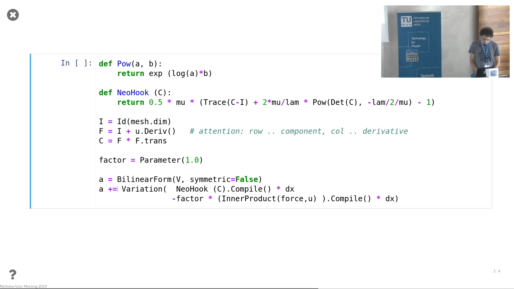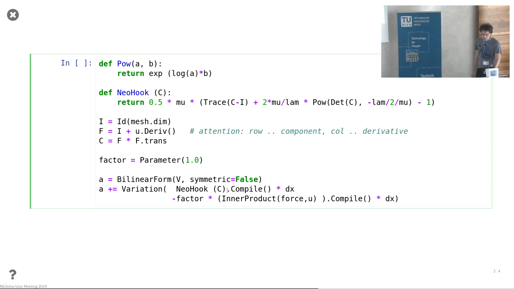So we now define the energy as a variation, and we put in that complicated expression that you see here, which involves different terms. So what do we have here? We have the identity matrix. Okay, this is easy to understand. We have the deriv, or you could take the grad, actually. So this defines our F matrix. We have the F times F transpose as a C. Okay, and the neo-Hookean model that we have here now depends on this C.